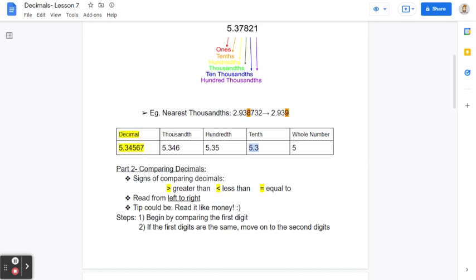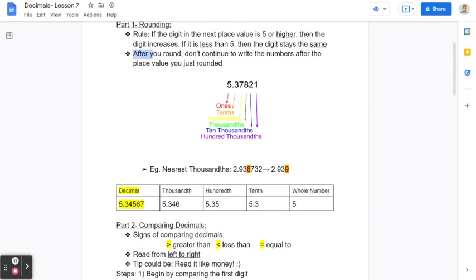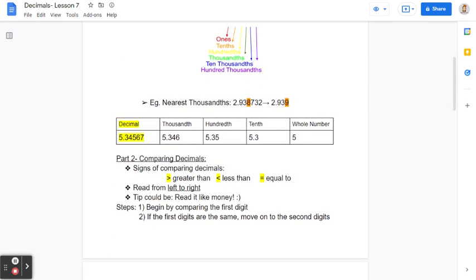And our whole number in this case is 5. And also, as you can see, I also implemented this rule where you don't continue to write the numbers after the place value you just rounded. So in this case, when I was rounding to nearest thousandths, I did not write the digits after 6, like in this case, I didn't write the ten-thousandths and the hundred-thousandths. And same thing with hundredths. I just stopped at hundredths and I didn't continue to thousandths and ten-thousandths and etc.